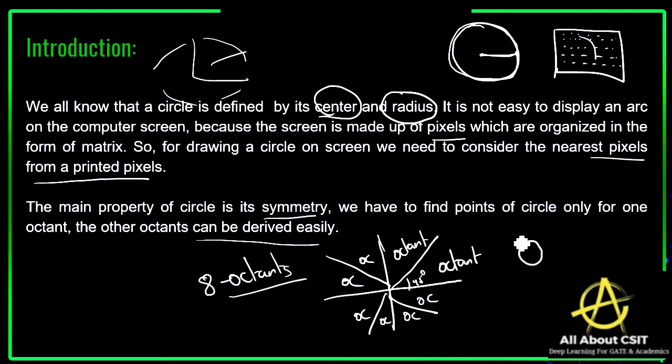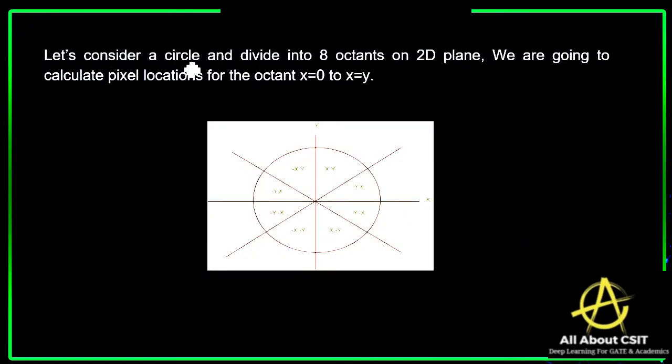So this is a circle. A circle has symmetry. We have to find the points of the circle only from one octant. If you find one octant, automatically you can easily derive the other octants. So that is what I'll explain now. Let us consider a circle and divide it into 8 octants. Just now I said 8 octants are there: 1, 2, 3, 4, 5, 6, 7, 8. 8 octants on a 2D plane.